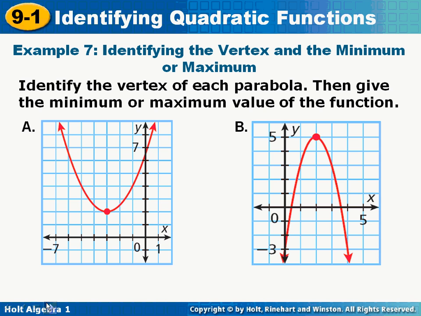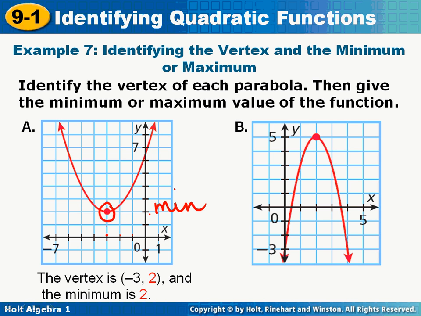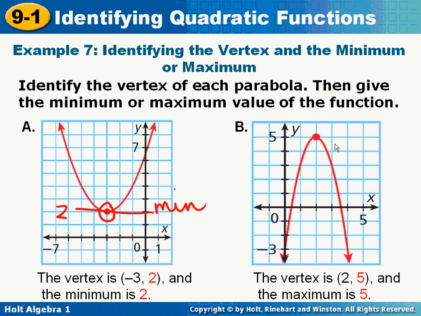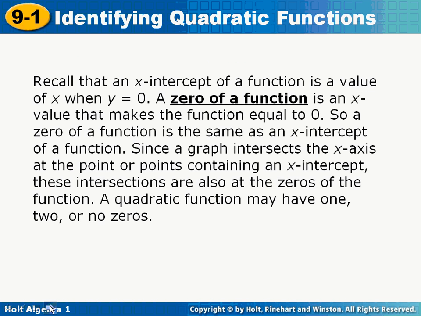Okay, let's look at these two problems. Number 7, you have 2 problems to try, A and B. We have to identify the vertex. So if we look right here, the vertex is a dot. That is -1, 2, 3, and +2. That looks like it's -3, 2. This point is the lowest point, so it's called a minimum, and the minimum is at the number 2. On B, the vertex is going to be 2, to the right 2, and up 5. The maximum point is 5 because it opens down.